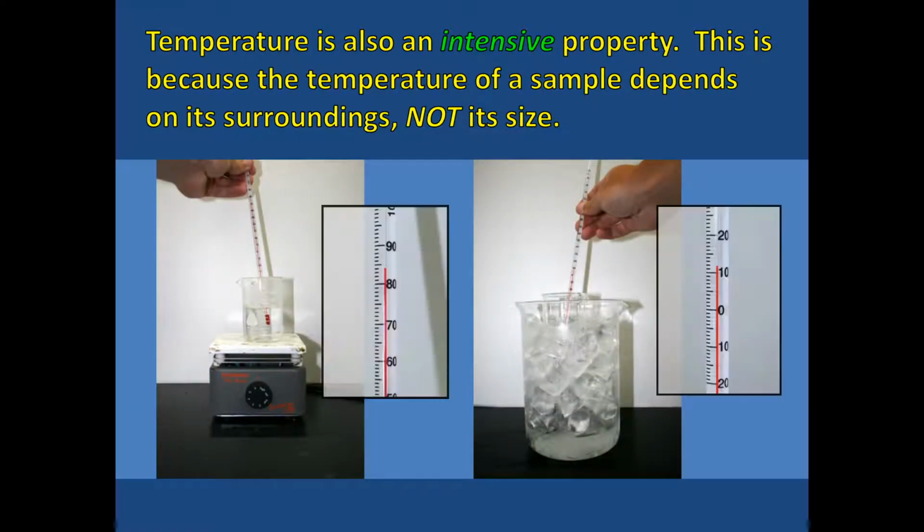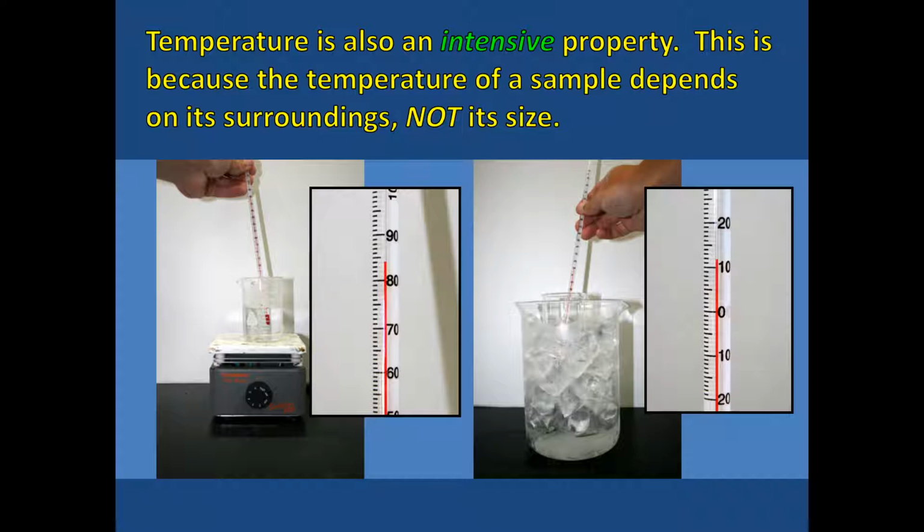Temperature is also intensive. This is because the temperature of a sample depends on its surroundings, not its size. So if you have some ice at 0 degrees Celsius, you remove some ice away, it doesn't immediately change the temperature of the remaining ice. So temperature doesn't change just because you remove some away.